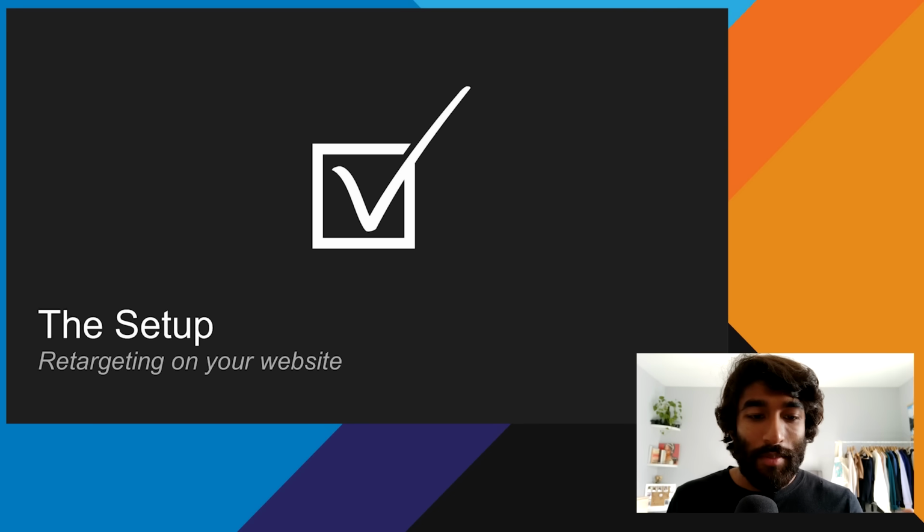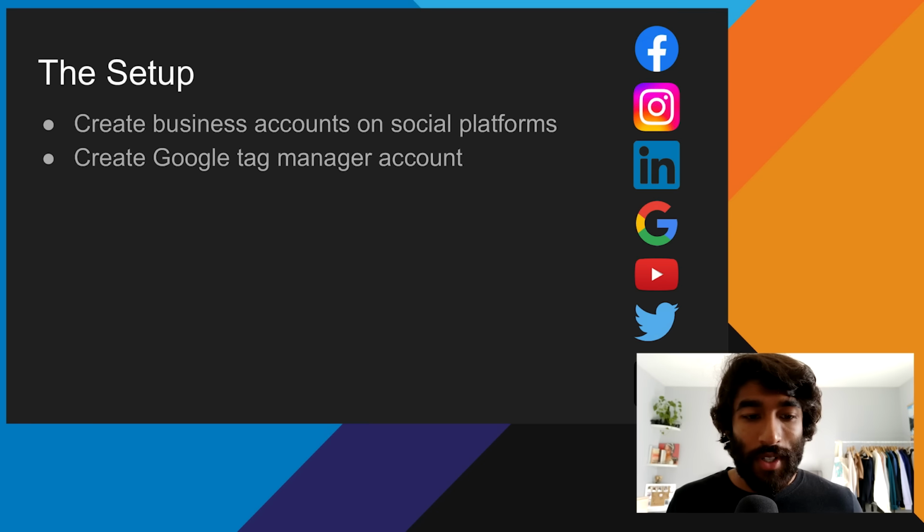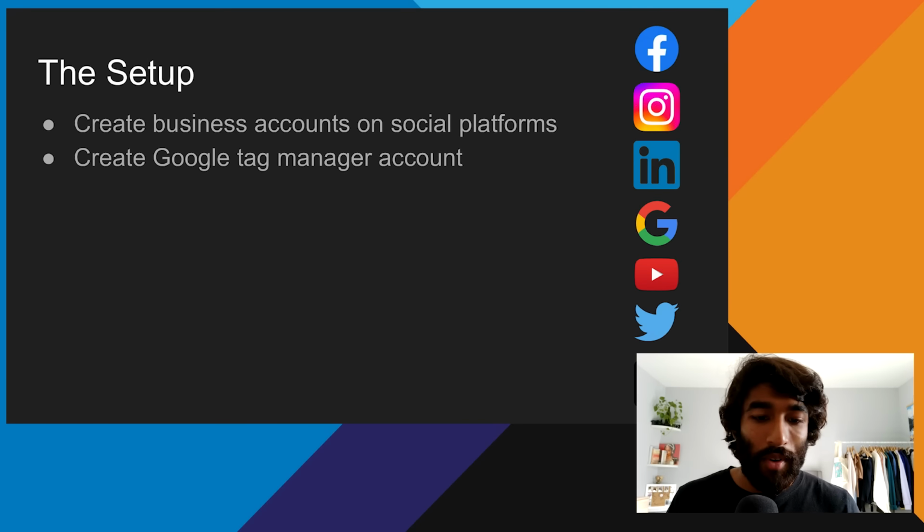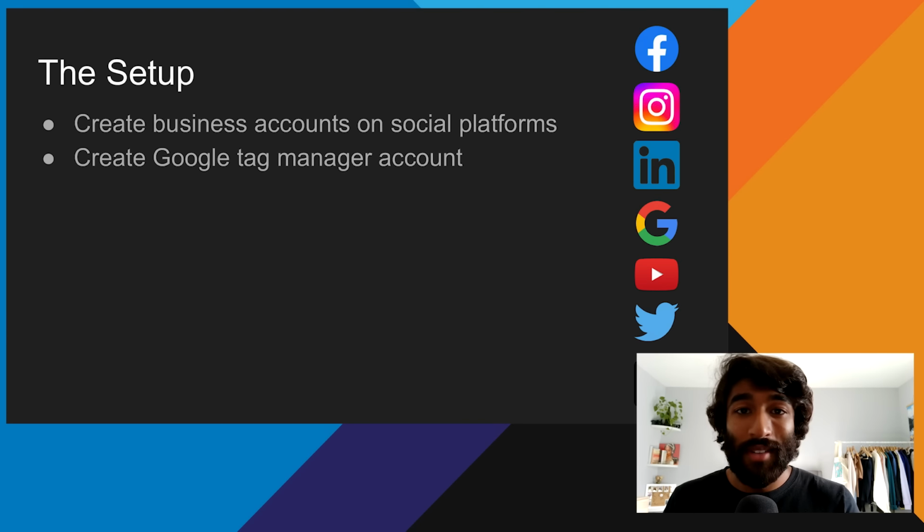All right, now let's move on to how to set up and install retargeting properly. So the first step to digital retargeting is getting set up on all the major ad platforms. This is going to be Facebook, Instagram, LinkedIn, Google, YouTube, Twitter, TikTok, etc. These are the biggest ad networks in North America, so we want to have a presence across the web and we want it to be consistent.